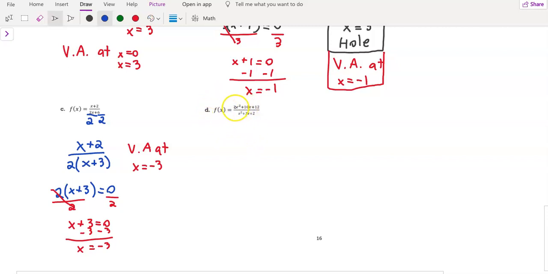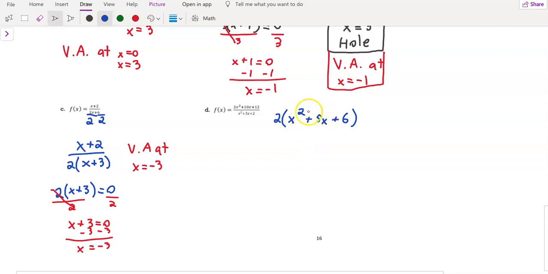Okay, when I look at the numerator here, I first always look to see if there's anything that I can factor out of all 3 of these. And all 3 of these are divisible by 2. So I'm going to divide each of them by 2. So 2 divided by 2 is just 1, or we could just write x squared. 10 divided by 2 is 5, so I have 5x. And 12 divided by 2 is 6.